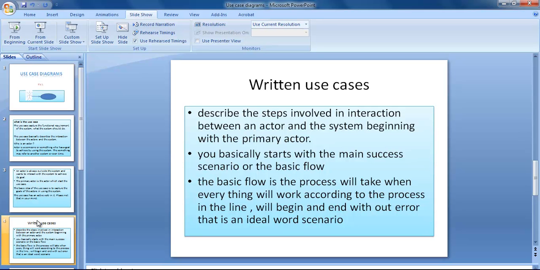So what does the written use case mean? It describes the steps involved in the interaction between an actor and the system, beginning with the primary actor. How does the primary actor interact with the system? You have to describe the steps. You basically start with the main success scenario or the basic flow. Now, what does it mean to start with the main success scenario or the basic flow?